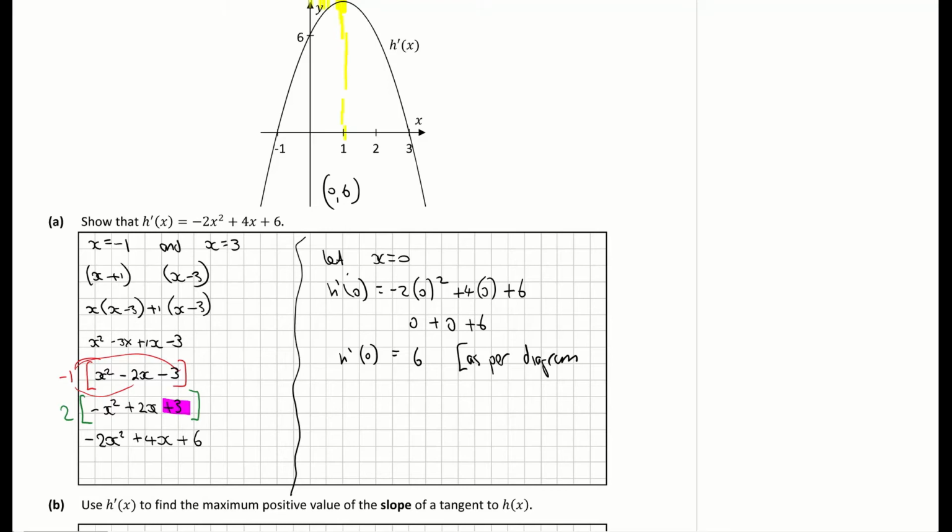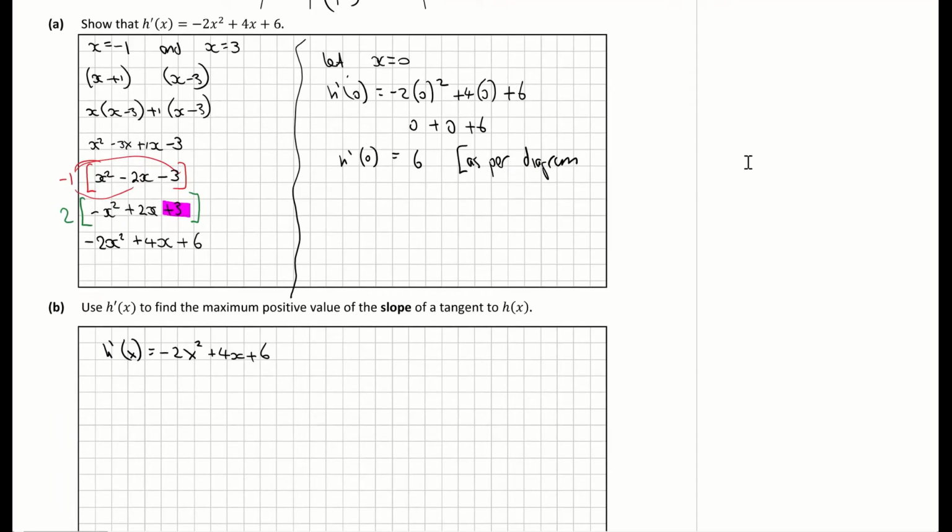So I basically just need to find its corresponding y value there. So that's all I'm going to do. And in order to do that, I'm going to sub 1 in for x. So I'm finding h dash of 1, and that is equal to 2 minus 2 times 1 squared plus 4 times 1 plus 6. So I'm just subbing in my x coordinate, which is 1. And that is giving me minus 2 plus 4 plus 6, which is 10 take away 2, which is 8. And that is our solution then to part B.